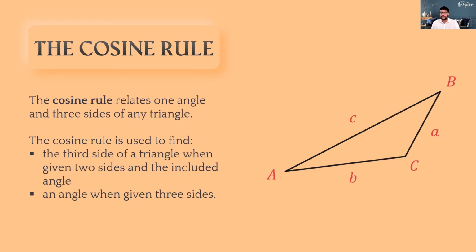So let's take the same triangle we took before. The cosine rule is a squared equals b squared plus c squared minus 2bc cos A. So you can see the first part looks like Pythagoras theorem, children, right? a squared equals b squared plus c squared, but there's another part, minus 2bc cos A. So children, take this down quickly and we'll go to an example.